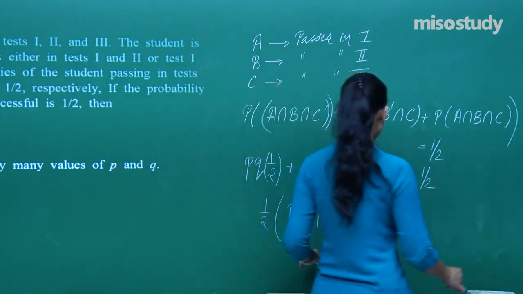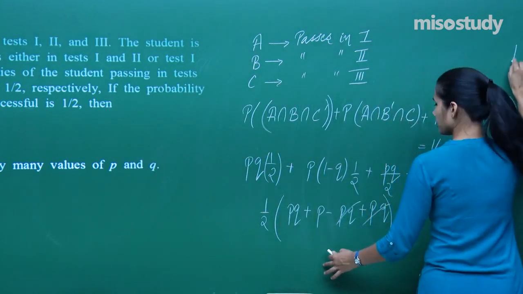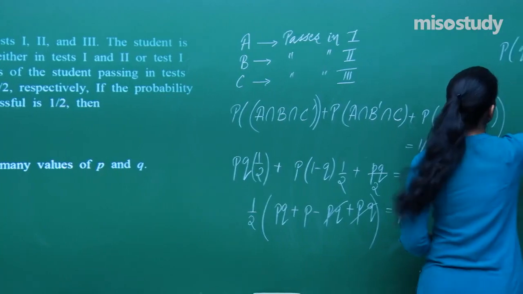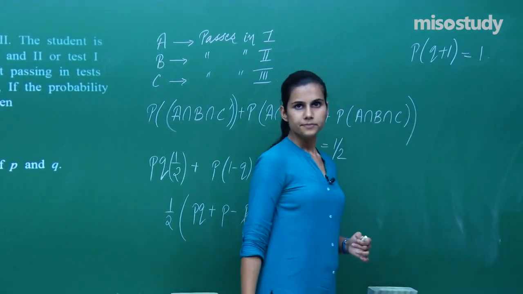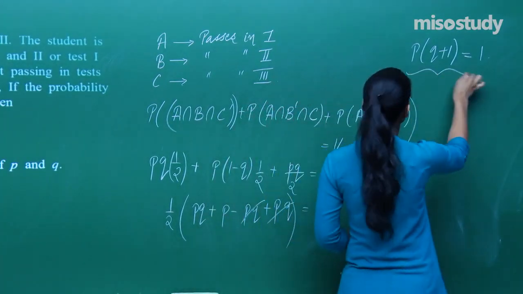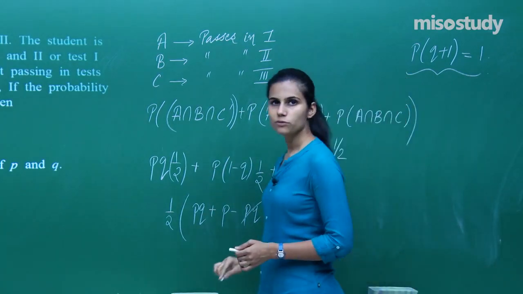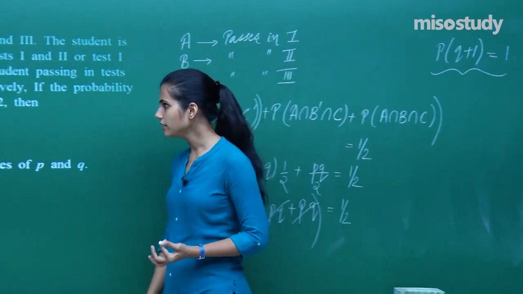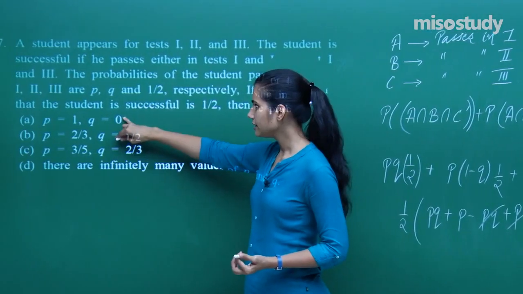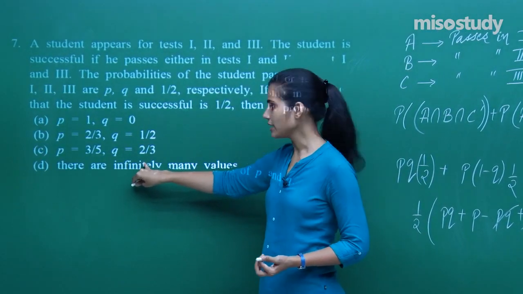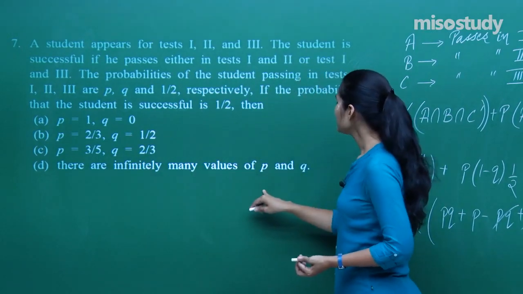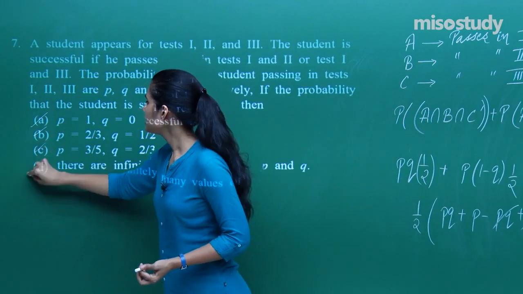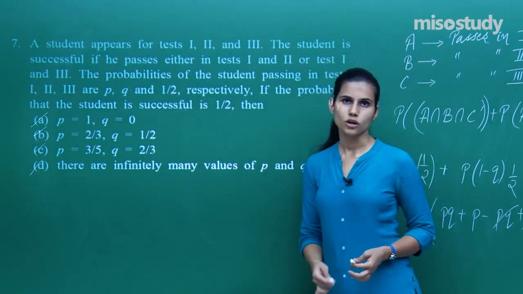Right, so you basically have that P times Q plus 1 equals 1. And when I talk about this equation, P times Q plus 1 equals 1, every value of P and Q is actually going to satisfy this. So here if you can see this, each one of them is going to satisfy. In fact, there are infinitely many values of P and Q which are going to satisfy that equation, and therefore A, B, C, D, all 4 are the correct options.